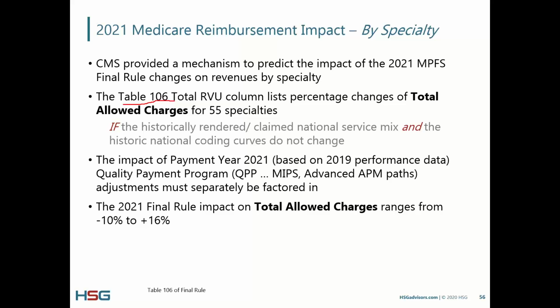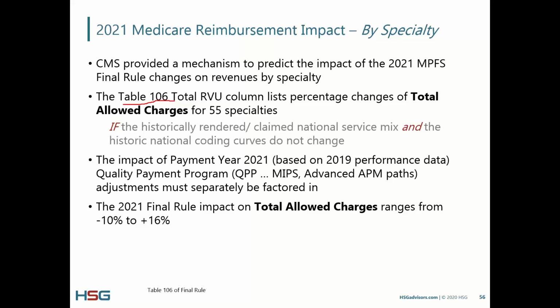This prediction is based on the conversion factor, RVU changes, and those things that are in the final rule. It does not factor in any of the QPP stuff. So this would be different. So if you're doing the calculations, this is what it would be, and then add in whatever your QPP payment change will be for 2021.